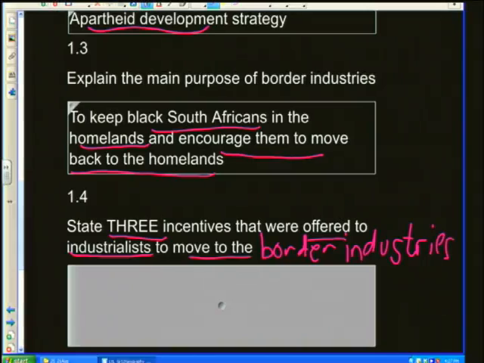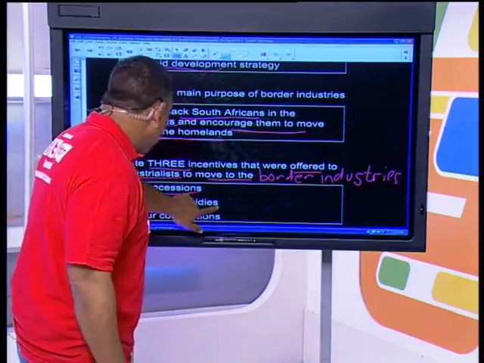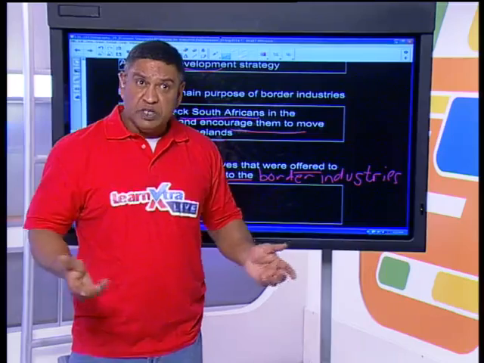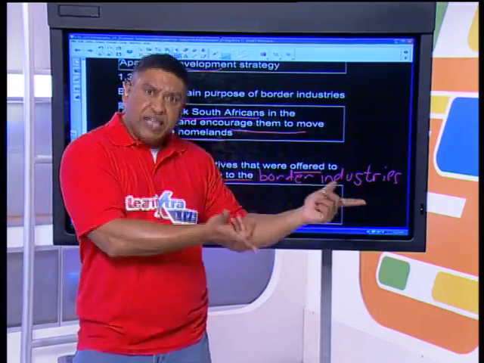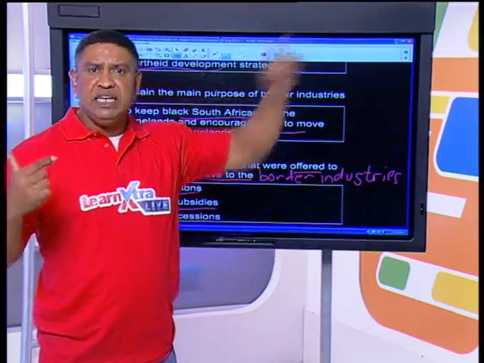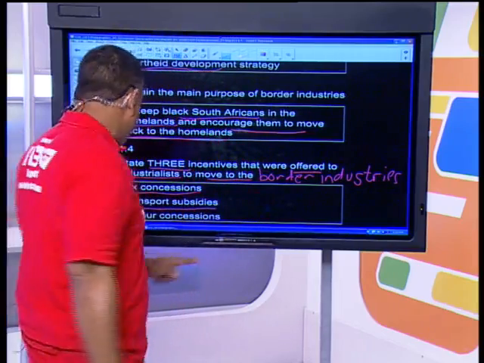Okay, what were the incentives? You already worked it out. You would have looked here, guys, at tax concessions, number 1, where they said they can pay less tax. That's a big boost to any industrialist. Transport subsidies, especially with the rail that was owned by the government at that time. If you transported your goods by rail, you paid far less money than if you were in the main industrial areas. So it was a huge incentive for industrialists.